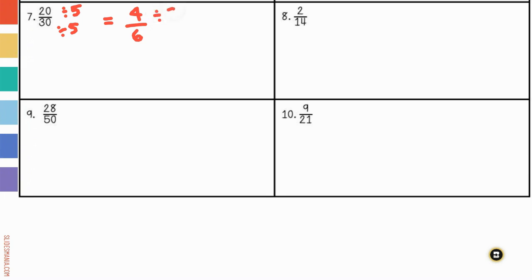So this time I'm going to divide by 2, and 4 divided by 2 is 2. 6 divided by 2 is 3. So we get 2/3. Okay, number 8, 2 over 14. So I'm going to start by dividing by 2. 2 divided by 2 gives me 1. 14 divided by 2 gives me 7. So 1/7.